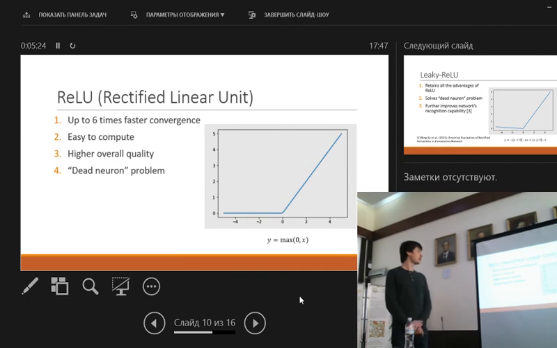The next one stands for rectified linear unit. It is very fast to compute. It's just a function of the maximum between 0 and x, and it's much better.